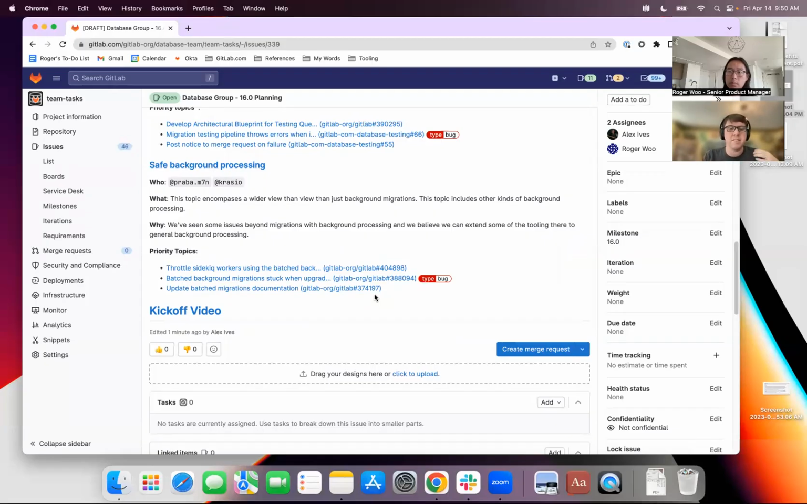And then we've made safe background processing a more general topic. Along with that, we do still have some follow-ups and bugs to address with batch background migrations, but we've mainly closed out that effort, and we do want to make sure background processing as a general rule is safe though.